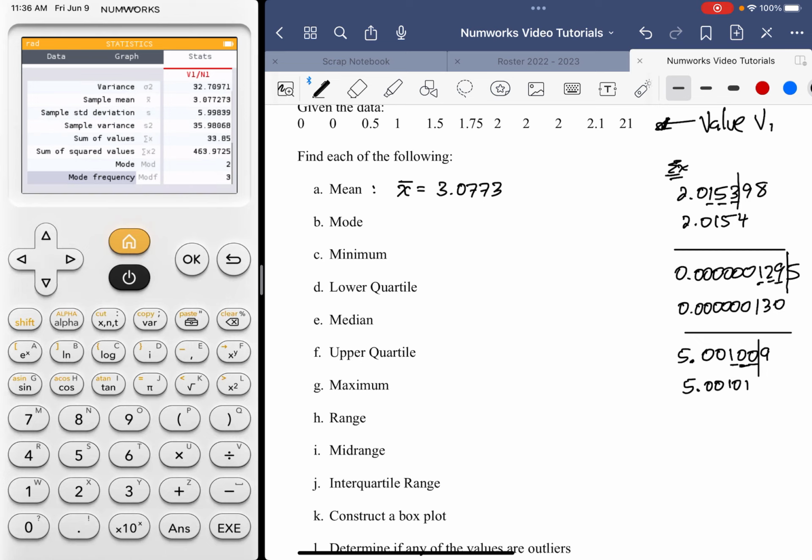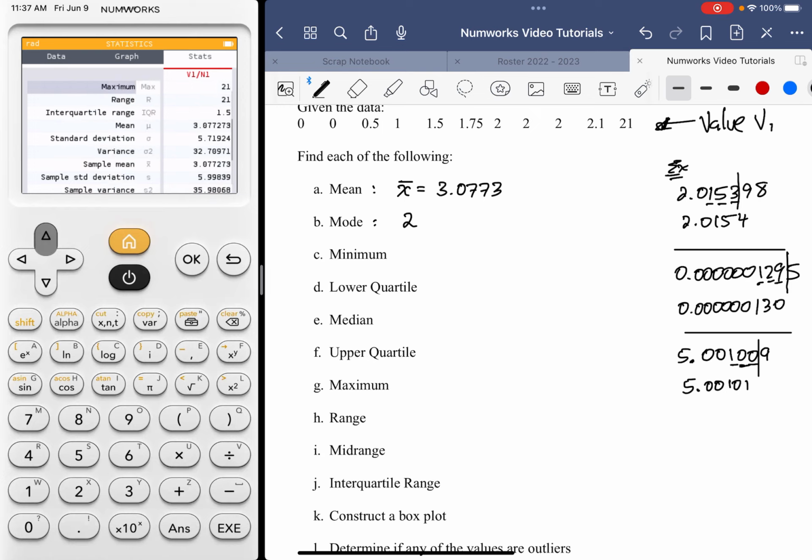At the bottom, you see mode, and it tells you how often that modal value occurred. All right, now in this case, we just want the mode, which is 2. But when it says mode frequency, it's saying that 2 occurred 3 times. If you have like 5 or 6 different modes in your data set, it'll report every single one of them.